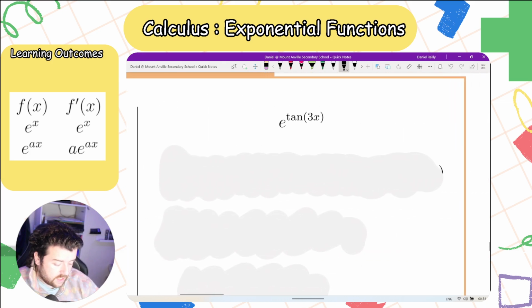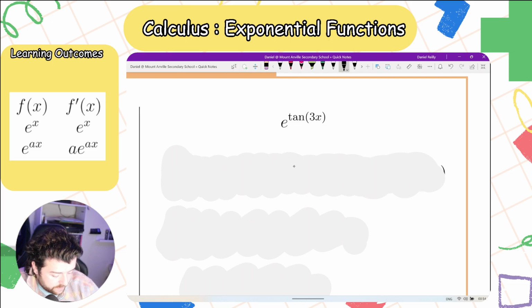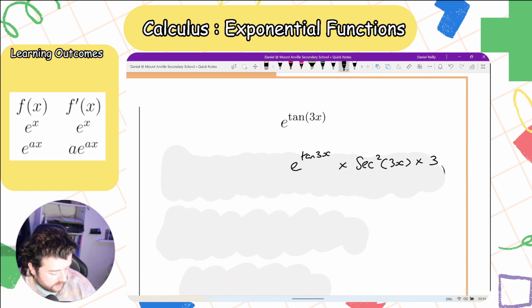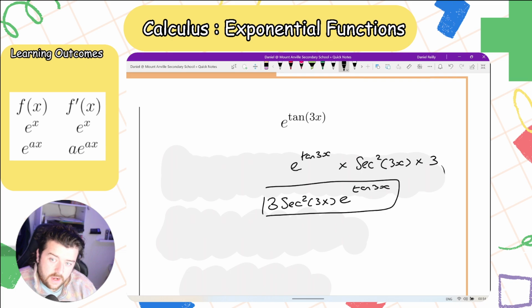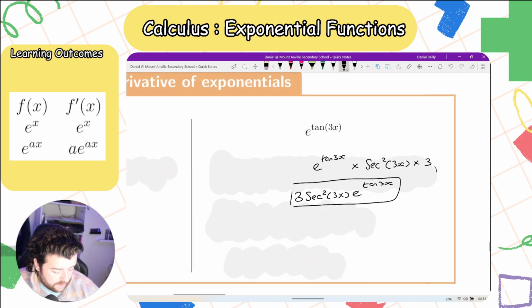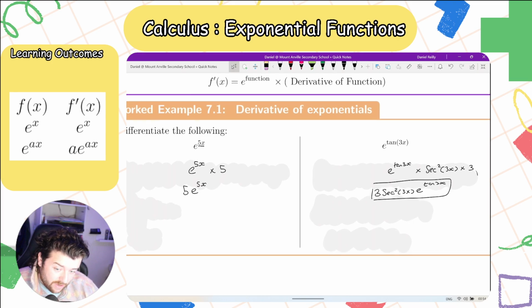Stunning. e to the tan 3x, a little bit harder. So my function is e to the tan 3x. And now I need to multiply by the derivative of tan 3x. Well, that is equal to sec squared 3x, and multiply it by the derivative of the angle in here, which is 3, because I'm differentiating a trig function. So that's going to be 3 sec squared 3x e to the tan 3x, and that is my derivative there. So they're very, very easy, very straightforward.